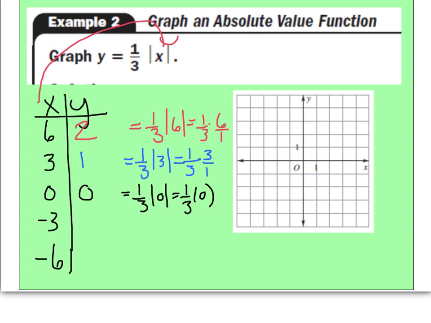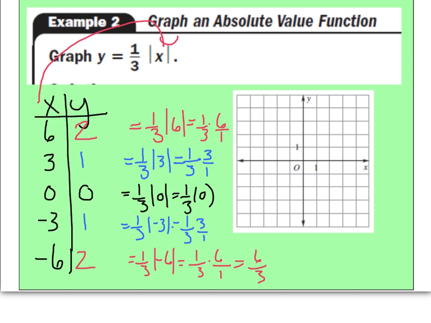Let's put -3 in. Absolute value of -3 is +3. It's 3 over 1. Multiply across, 3 over 3 is 1. And the last one, let's put in -6. Absolute value of -6 is positive. Make a whole number a fraction. Straight across is 6 over 3, which is 2.